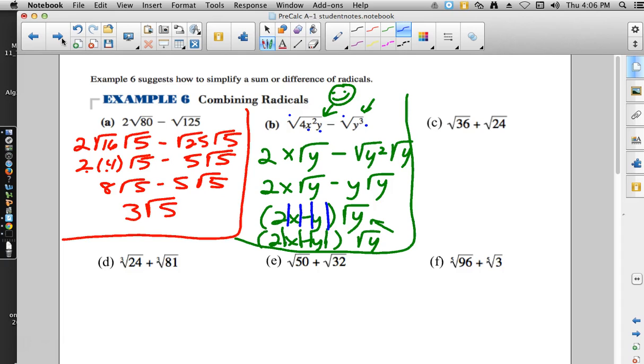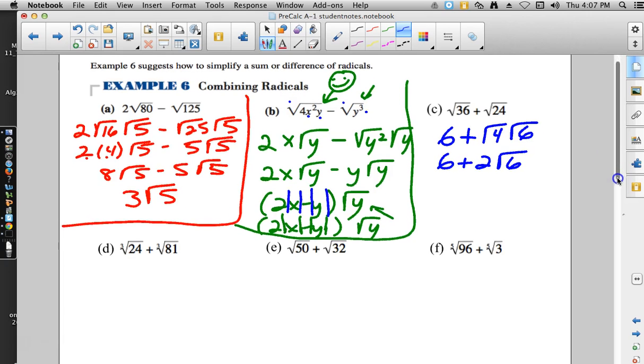Square root of 36, wait a minute, that's 6. Square root of 24, perfect squares. I guess 4 goes in there 6 times. So 6 plus 2 square roots of 6, wait a minute, those aren't like terms. Nope, they're not. So all we could do with this one was simplify it. And there's no variables, so I'm not worrying about absolute value bars at all.